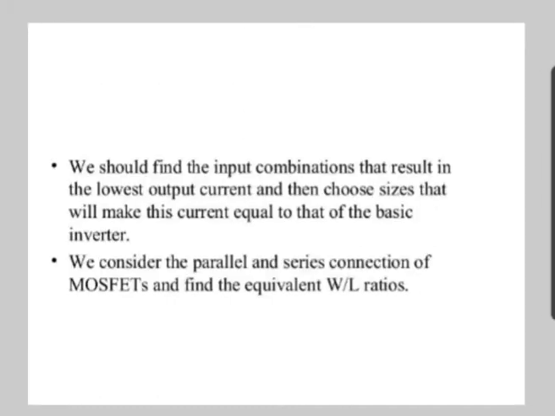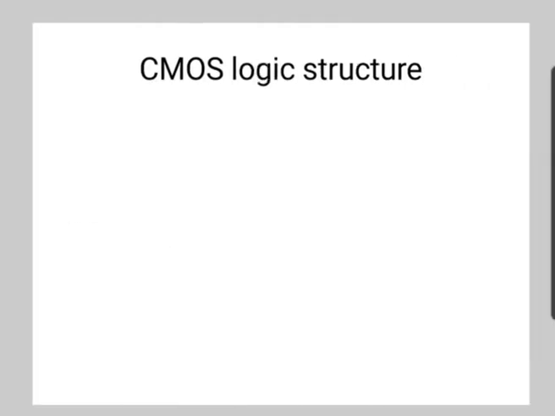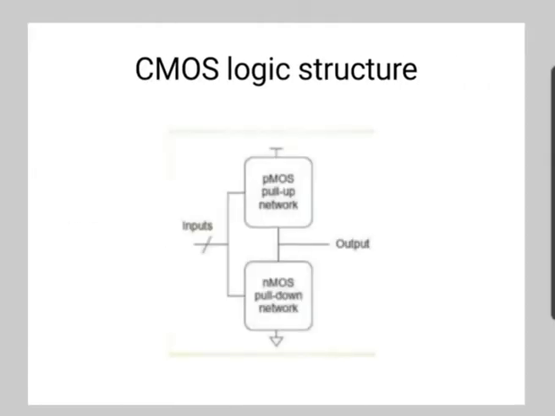So we should find the input combination that results in the lowest output current and then choose sizes that will make this current equal to that of the basic inverter. So we consider the parallel and the series connection of the MOSFET. Next is CMOS logic structure.